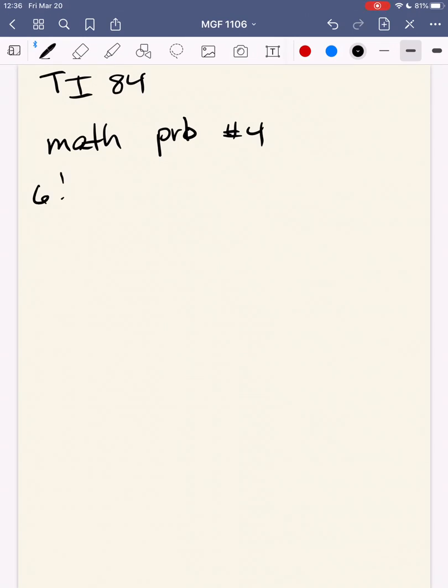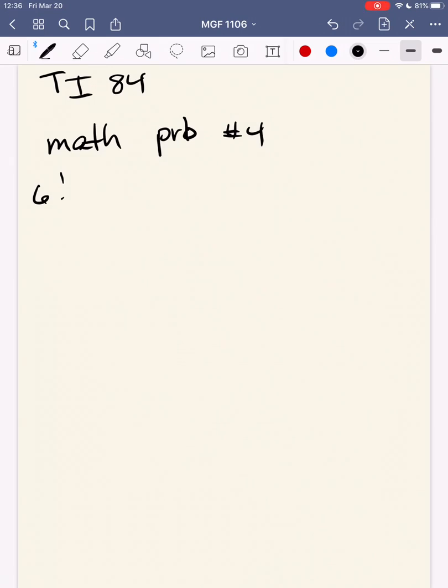A note for the TI-84 or 83 or another TI calculator. We already know about the factorial key. For the factorial, you put in the number that you want the factorial of, then go to math, probability, PRB, and it's number 4. So put your number in first, whatever that is. If you want 6 factorial, you enter 6 first, and then you get your factorial.